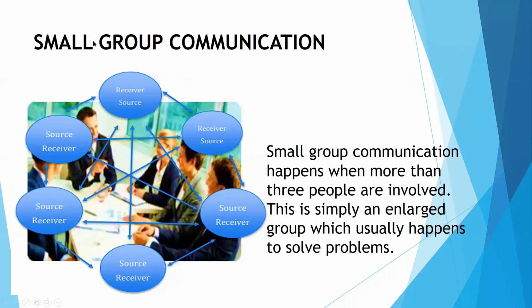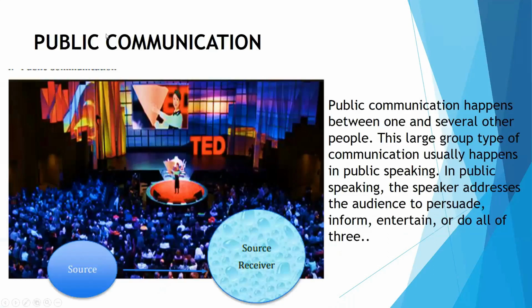Now let's have the public communication. So after the small group communication, now we have the public communication. From the word itself, public, you mean to say you are speaking in public, okay? According to this, public communication happens between one and several other people. This large group type of communication usually happens in public speaking. In public speaking, the speaker addresses the audience to persuade, inform, entertain, or do all three.